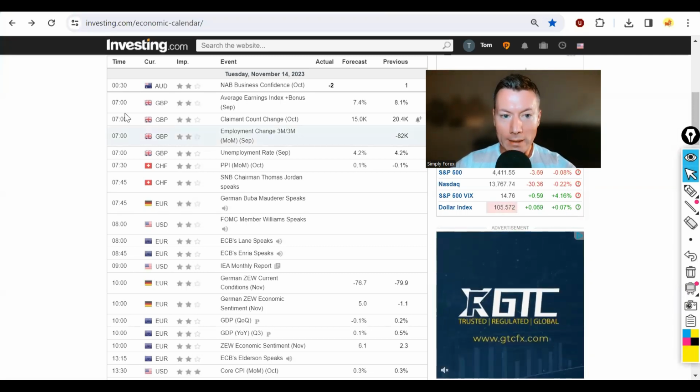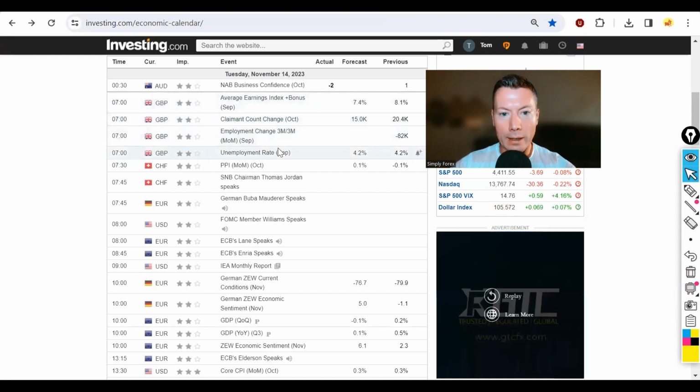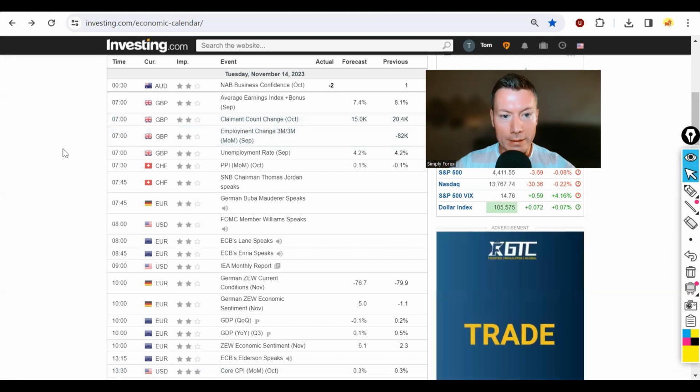First of all, at 7 o'clock London GMT, coming out of the UK, we have a bunch of employment data. All of these combined, unemployment rate, employment change, claimant count change, average earnings, all of this together is going to be a powerful bit of news for the pound, guys. So if you're in any pound pairs, you must be aware of this.